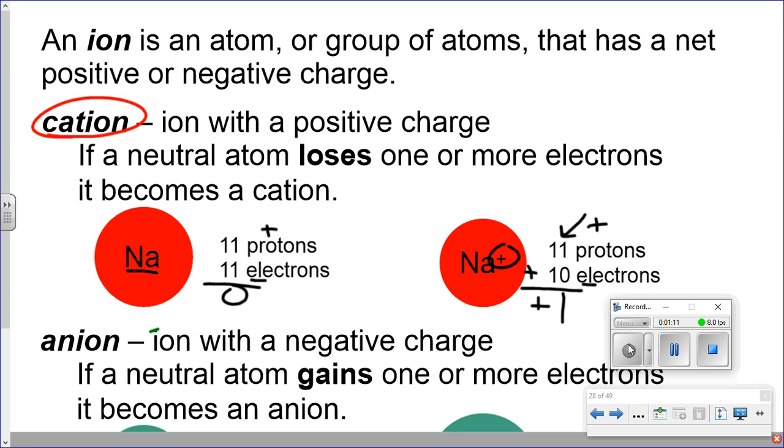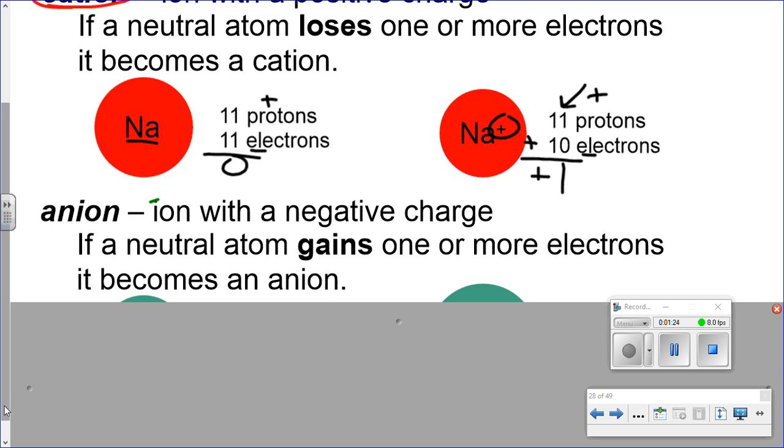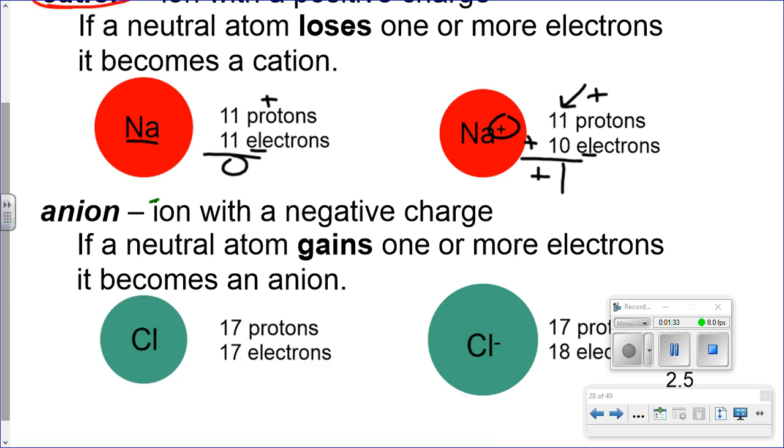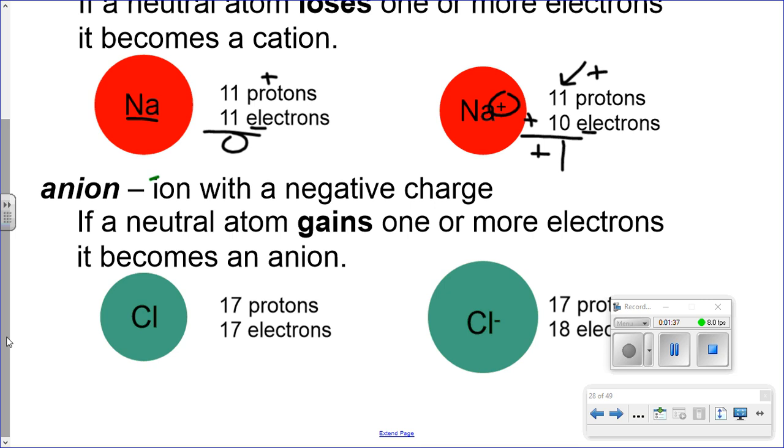So as far as cations go, they must have lost negatives. And when you lose negatives and you still have positives left over, you become overall positive. The opposite discussion of that is something called an anion. And an anion is a negative ion. It's an atom that has gained electrons. So with an anion, we must have done something, and the thing that we did is we gained electrons. So if you gain things that are negative, you become more negative.